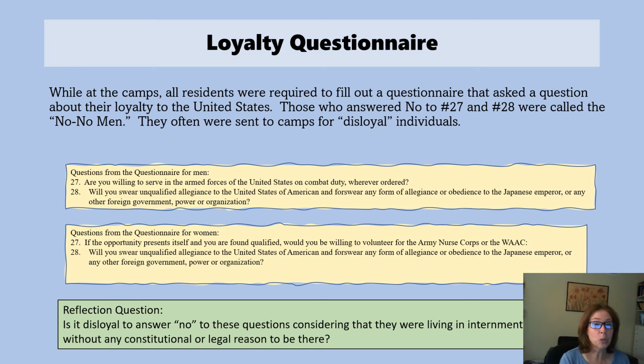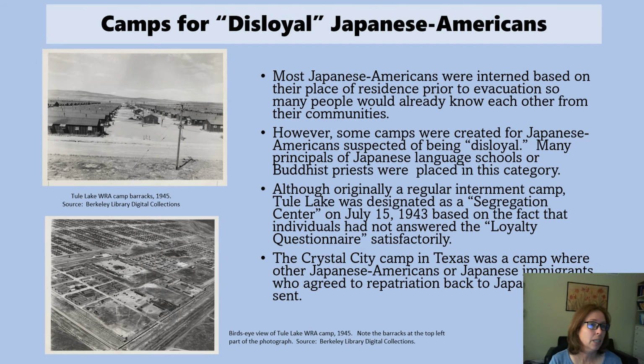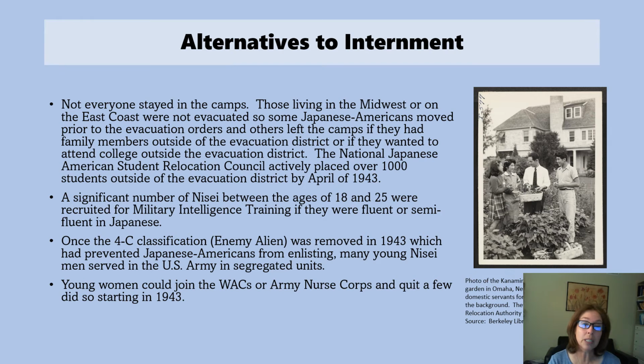There was the infamous loyalty questionnaire as well. And depending on the answers to numbers 27 and 28, some people were actually sent to segregation centers at Tule Lake. And the disloyal Japanese Americans did face a lot of difficulty, unfortunately. They were well within their rights to, of course, resist, but that did not change anything for their experience.